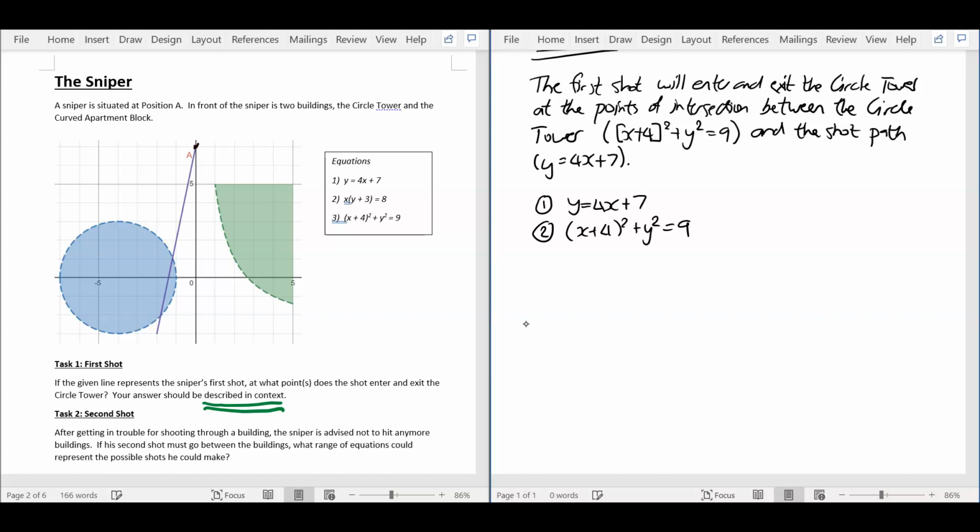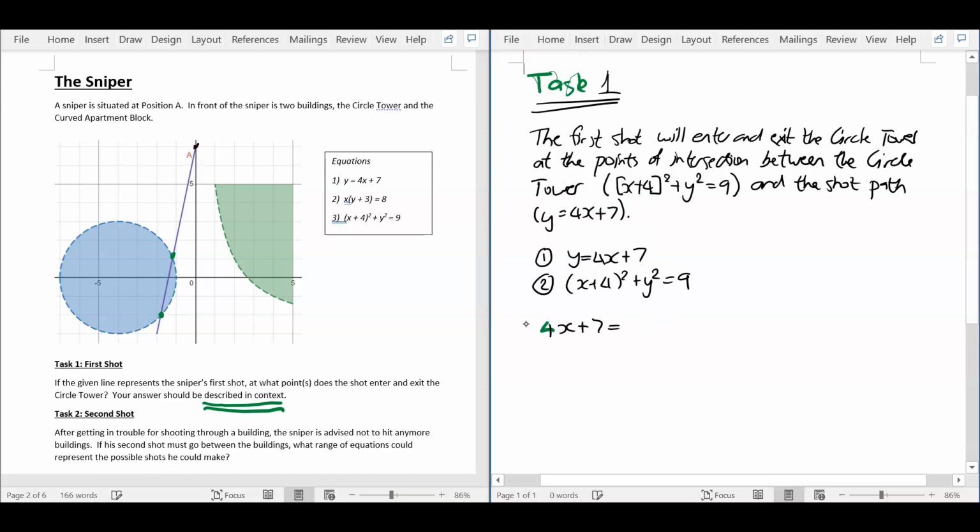Just a reminder, if we do go back to the other diagram, we can see the 2 points here. So they're the 2 points we're trying to calculate. So let's get back into it. So we know that 4x plus 7 will be equal to x. Oh gosh, I just realized that's not right. So what we're doing is we have the y squared over here. We're going to substitute in the 4x plus 7 from before. So x plus 4 squared, and then plus 4x plus 7 all squared. That's going to be equal to 9.